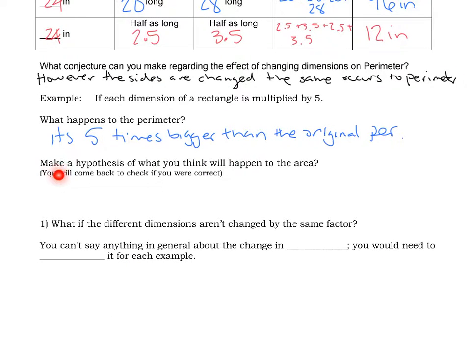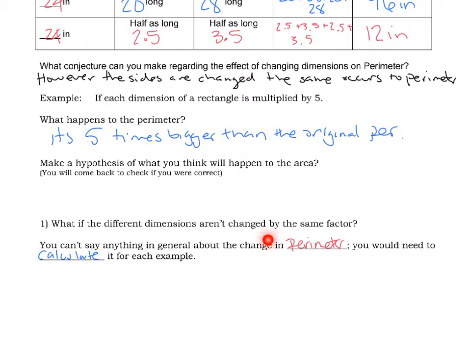Alright, this next part, make a hypothesis of what you think was going to happen to the area. Do you think the same thing that happens to the perimeter will happen to the area? Give me a hypothesis and you'll come back to check if this is correct later. So, what if the different dimensions aren't changed by the same factor for perimeter? Notice all of them, we always change the width and the length the exact same way. So, you really can't say anything in general about the change in perimeter. You would actually have to calculate it for each example.